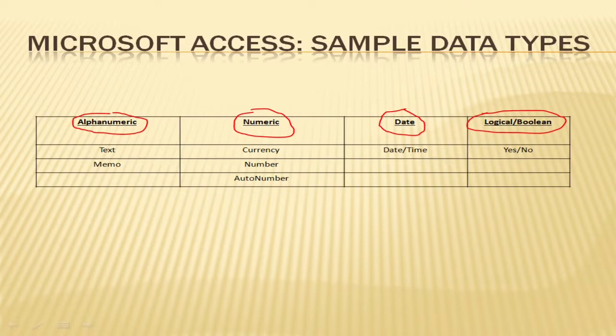And fields that are of the logical or boolean data type will only let you enter one of two possible values. Those values can be either yes or no, and this may be represented as either yes slash no or true slash false, or for instance in Microsoft Access it might be a little checkbox with a tick or no tick inside of it.